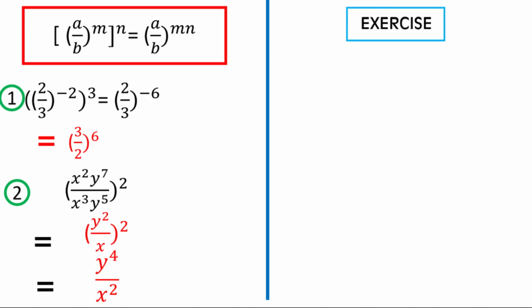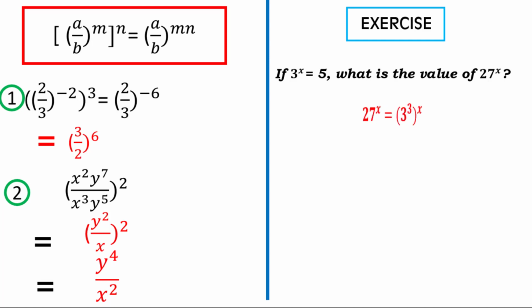Exercise, you can stop the video and do the exercise by yourself. If 3 raised to the power x equals 5, what is the value of 27 raised to the power x?